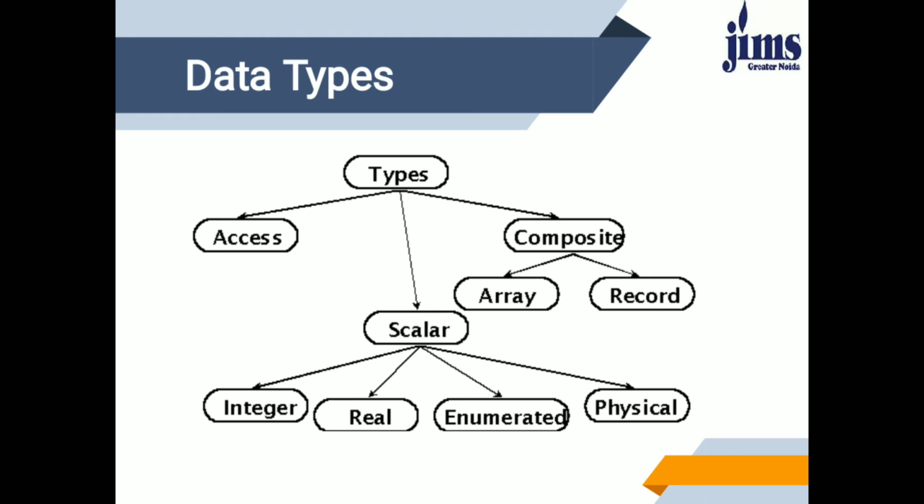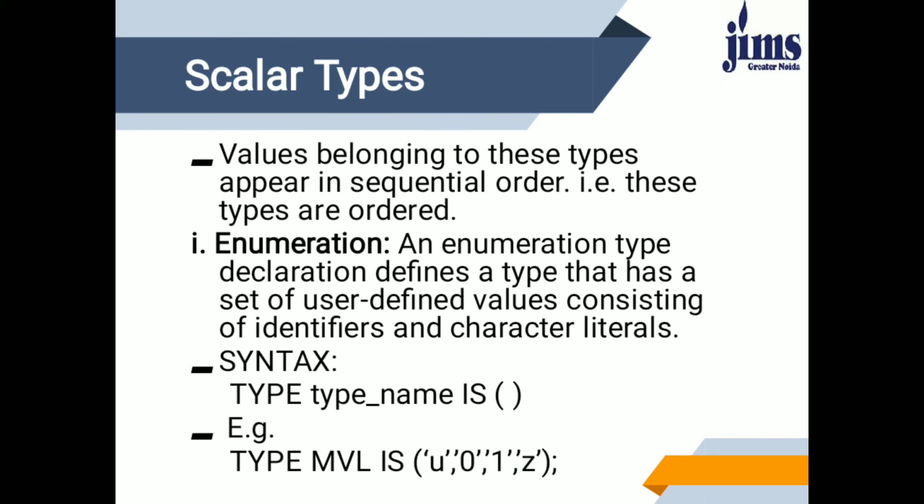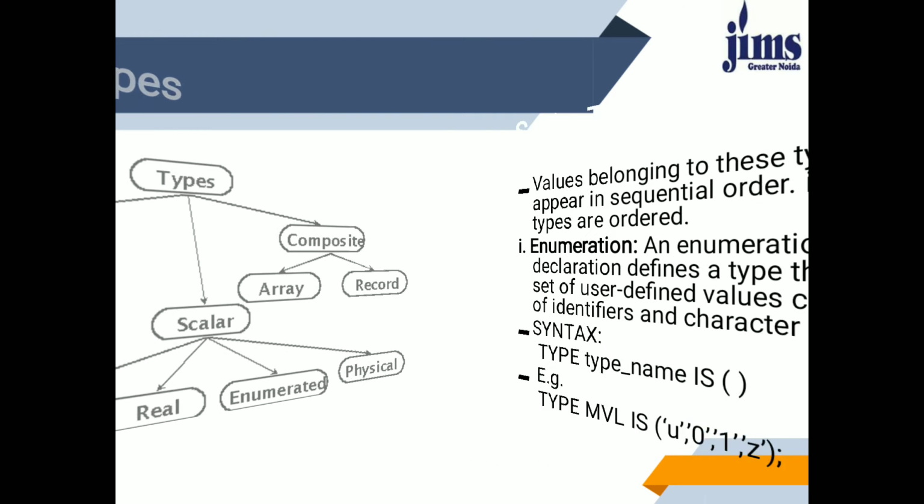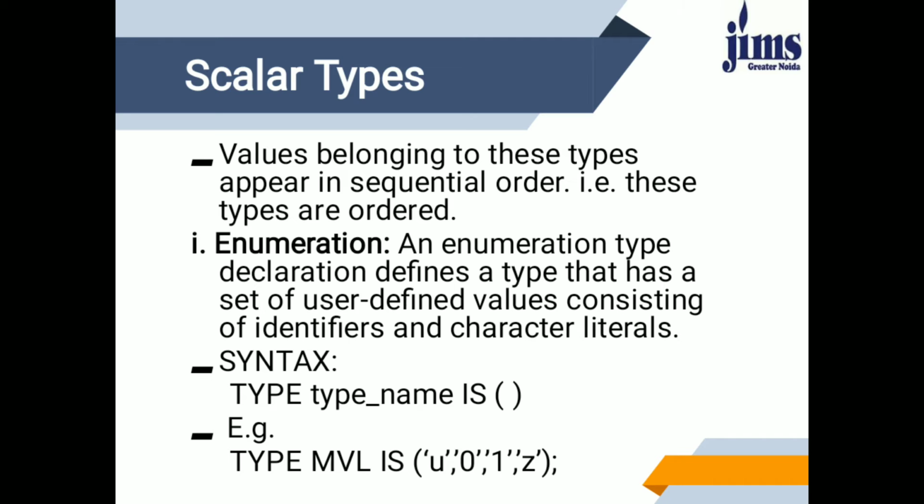See, from this chart you can understand that composite type is again divided into array and record type, and scalar types are of 4 types, as I have told you: enumerated, physical, floating, that means real, and integer. If we talk about the scalar type, scalar types are of 4 types: integer, real, enumerated and physical. We have seen that a scalar type consists of these 4.